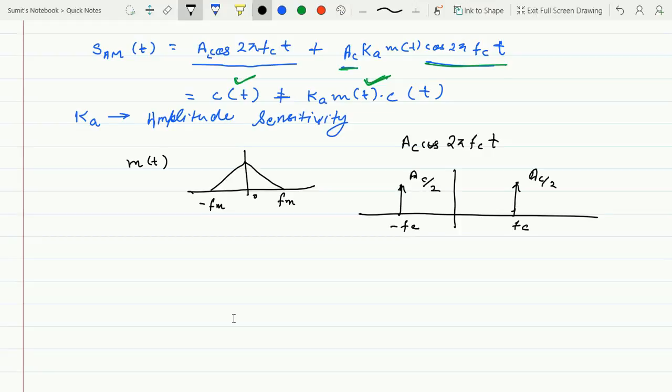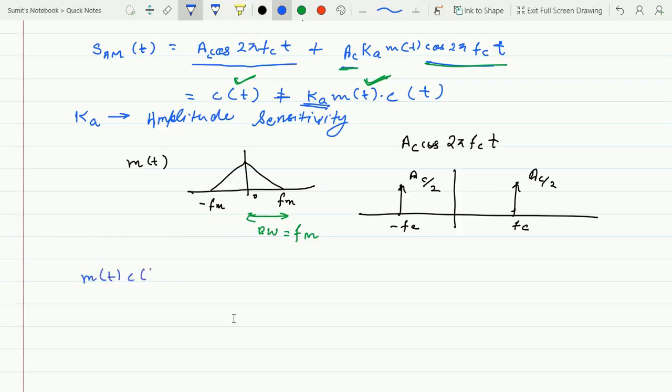Before moving ahead, let's see the bandwidth of the message signal itself. If you see, the message signal extends from 0 to fm, so the bandwidth simply becomes fm, the maximum frequency component minus the minimum frequency component, that is fm minus 0, you get fm. So the bandwidth of the original message signal is fm. Now if I want to sketch this one, ka m(t) c(t), let's forget this ka for some time because this is just a constant. So how would your m(t) into c(t) look?